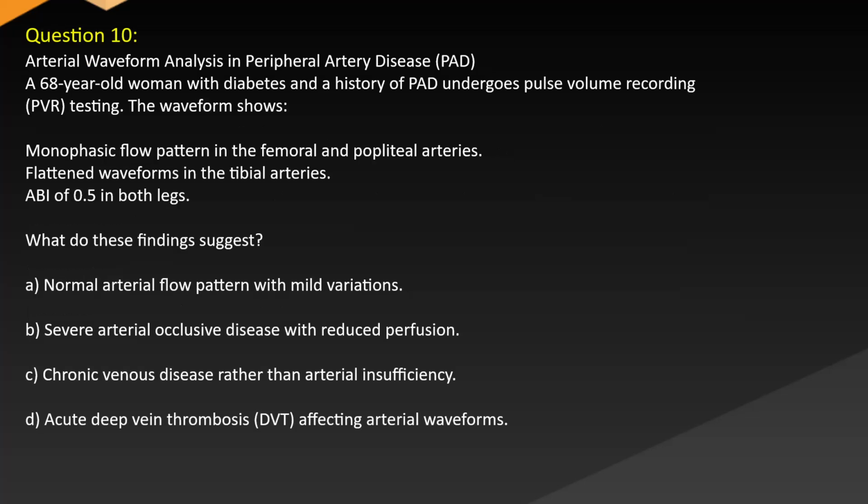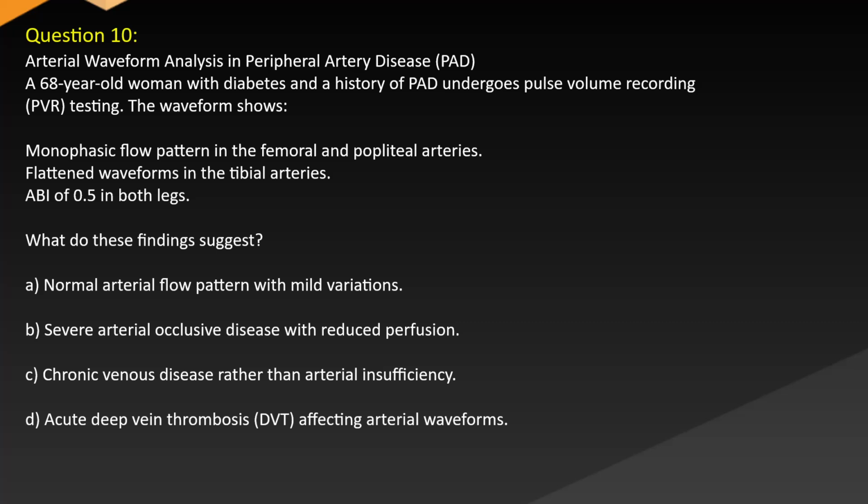Question 10. Arterial waveform analysis in peripheral artery disease, PAD. A 68-year-old woman with diabetes and a history of PAD undergoes pulse volume recording, PVR, testing. The waveform shows a monophasic flow pattern in the femoral and popliteal arteries, flattened waveforms in the tibial arteries, ABI of 0.5 in both legs. What do these findings suggest?